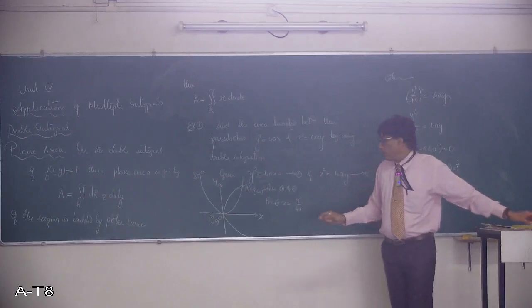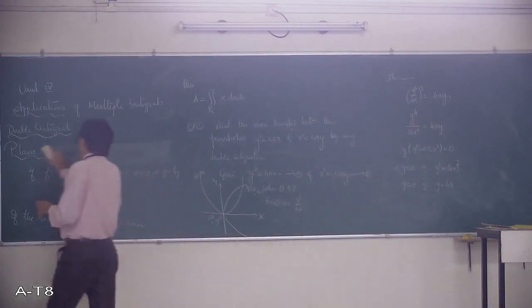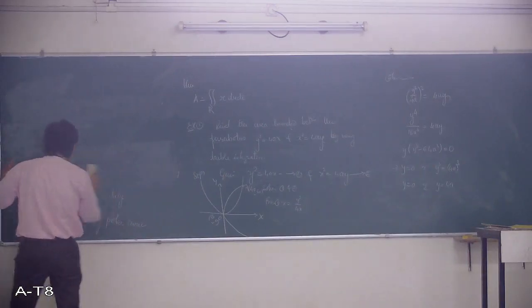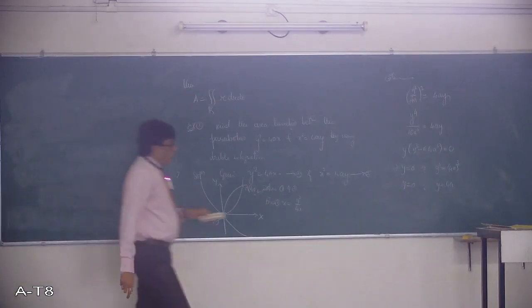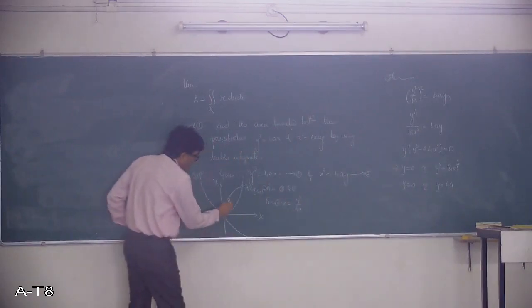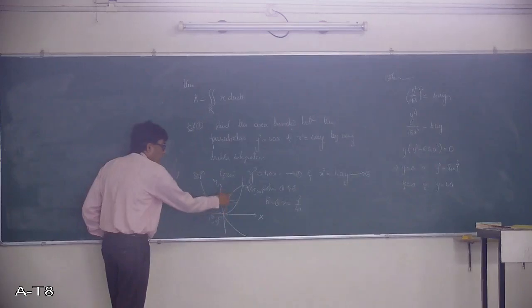Once you have evaluated them, you have to decide the limits of integration. Evaluation here is nothing but finding the limits of integration. So here we have two methods: one is to integrate along the horizontal strip, or integrate along the vertical strip.